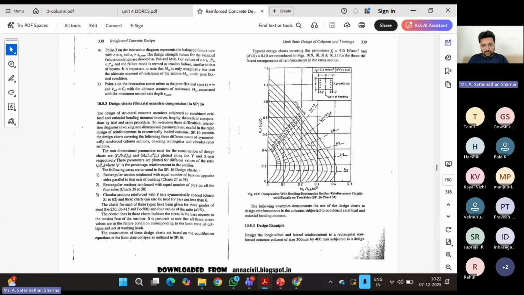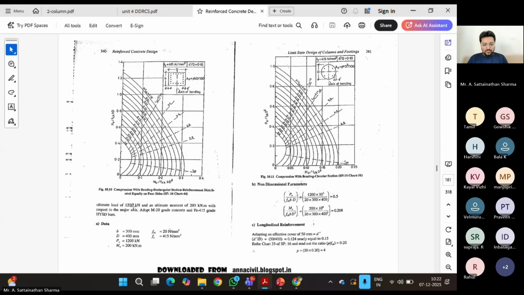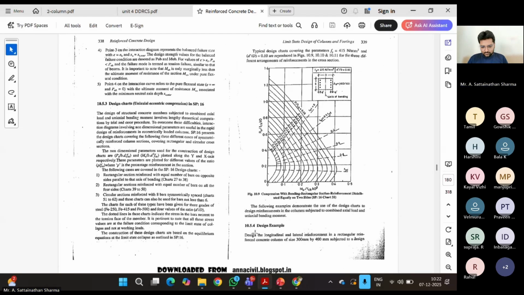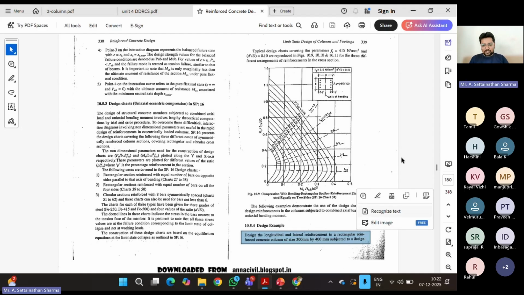Again, you see the problem here, design problem, the bottommost part. Design the longitudinal and lateral dimension.